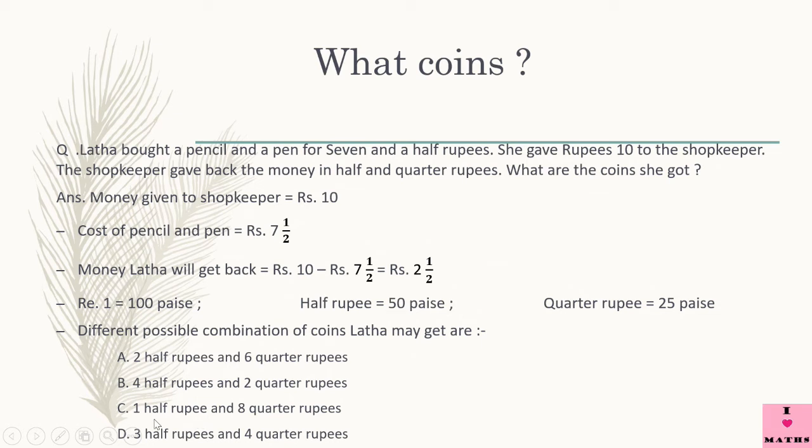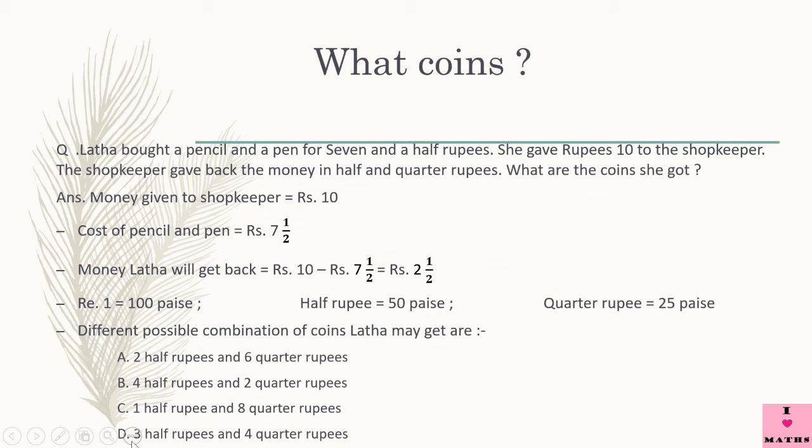Now see the C combination. 1 half rupee means 50 paisa, 1 half rupee. Now 8 quarter rupees. Children, 4 quarters make a whole. 4 quarters make a whole. So 8 quarters will make 2 wholes. So again this will be 2 rupees full and a half rupee.